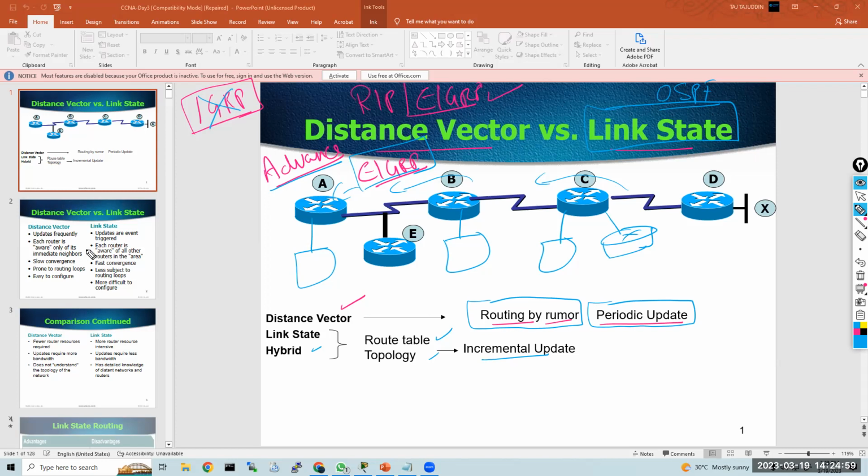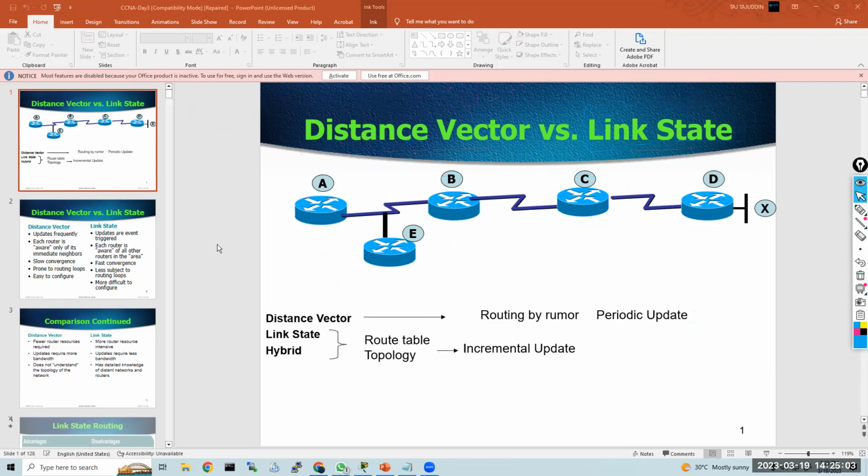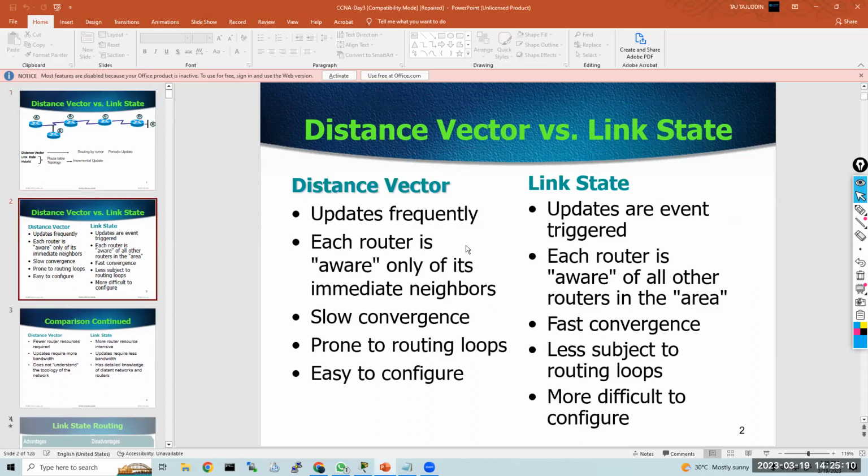If you check what the difference is between your link state protocol and this one, we can see right here. Your distance vector protocol updates frequently, while link state updates are event triggered. What does it mean, guys?